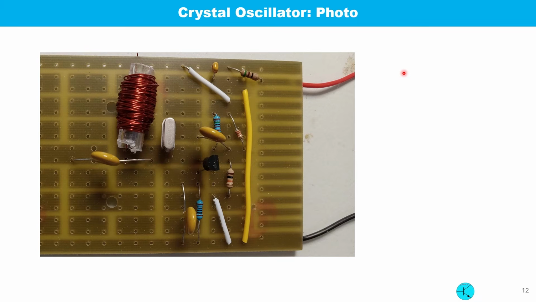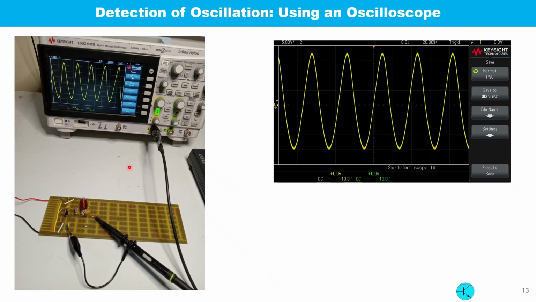This is the photo of the crystal oscillator. This is the crystal and the inductor, 100 microhenry. This is the MOSFET. The oscillation is detected by an oscilloscope. You can see that the screen shows a nearly sinusoidal wave at 27 MHz. Though it looks sinusoidal, it contains some harmonics as well.